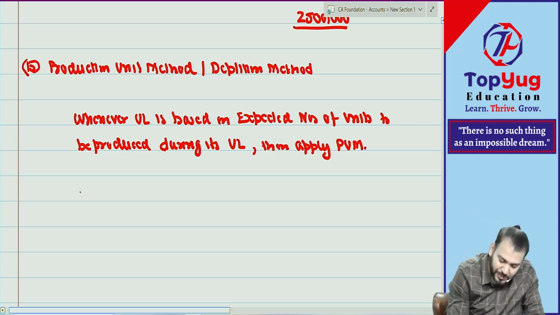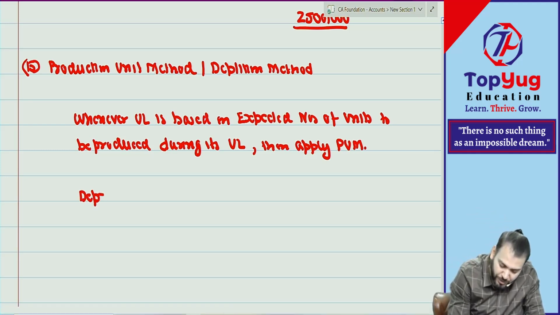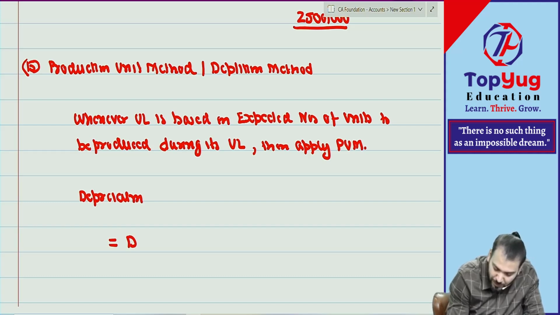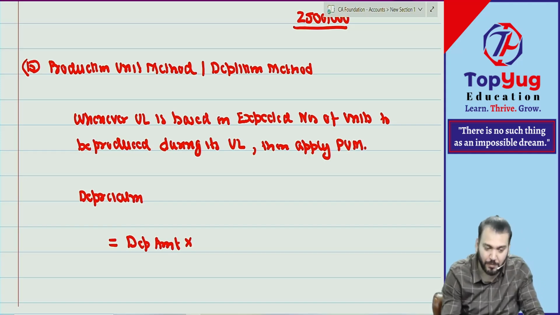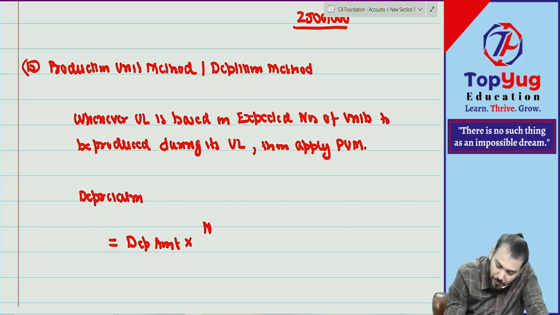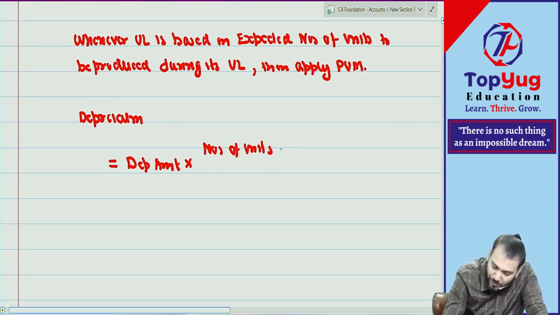So in this case the formula will be what? Just write down. Depreciation will be equal to depreciable amount multiplied by what? Number of units. Number of units what? Produced during the year.